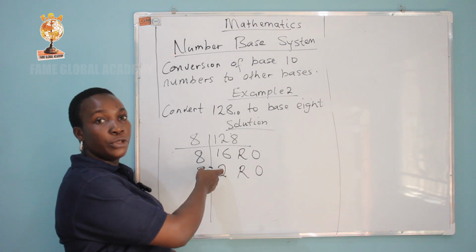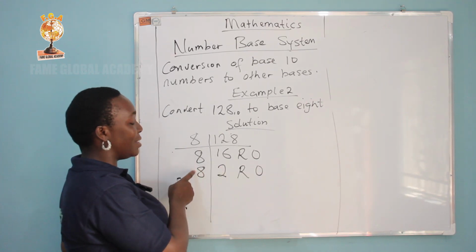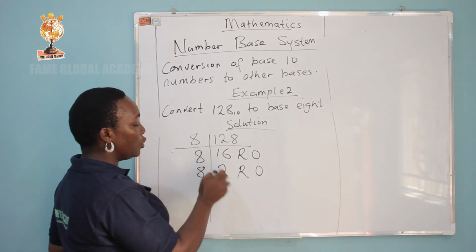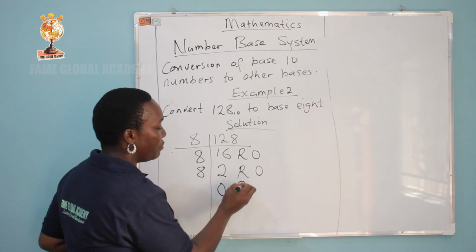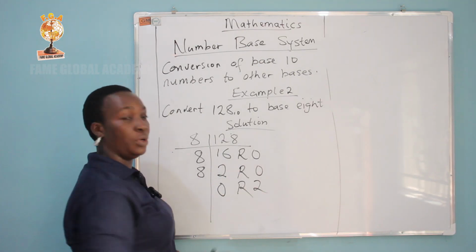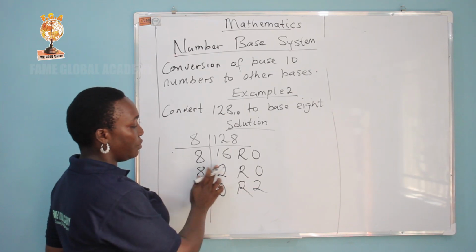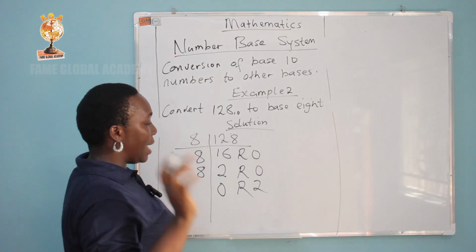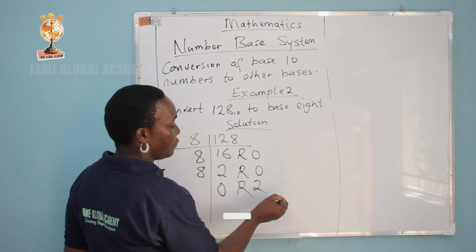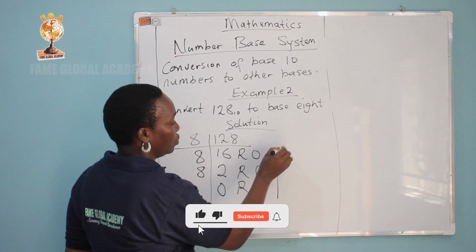Once the number you are dividing by is larger than the number being divided, just know your answer will be 0, remainder the number, which is 2. So 8 divided by 2 cannot, you write your 0 remainder the what? The 2. And also, you read your answer from down up. So you put your arrow.